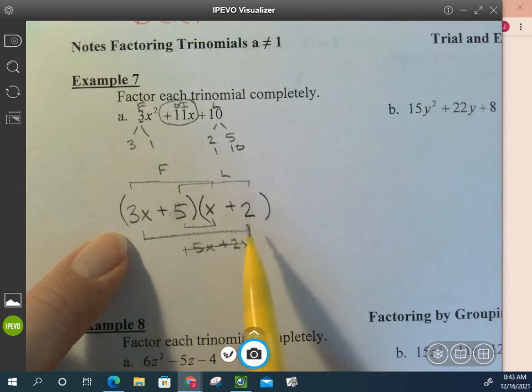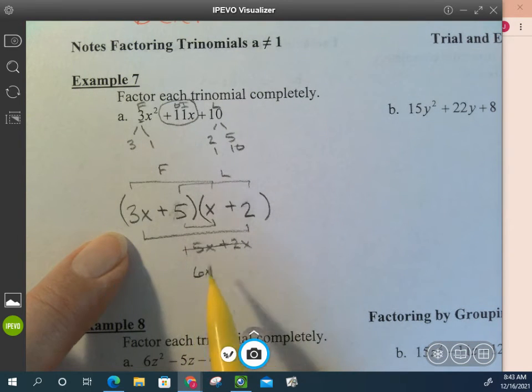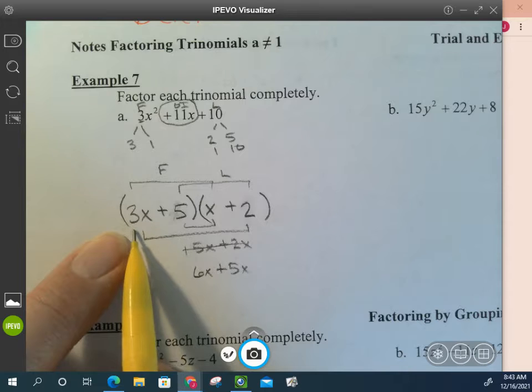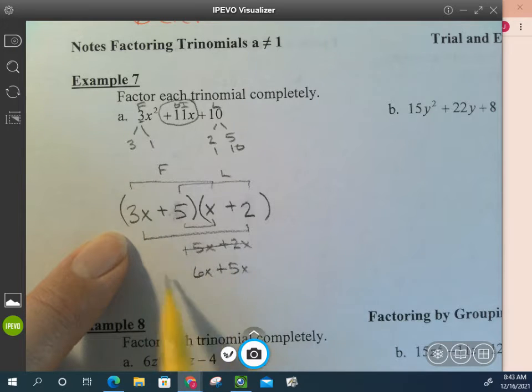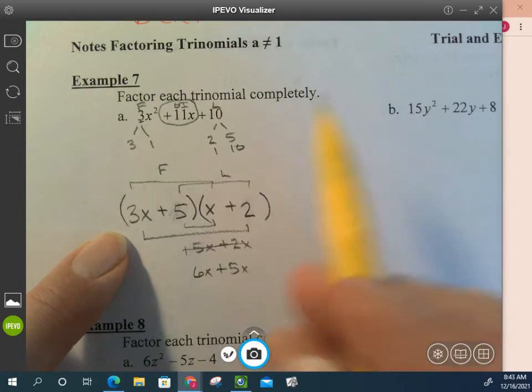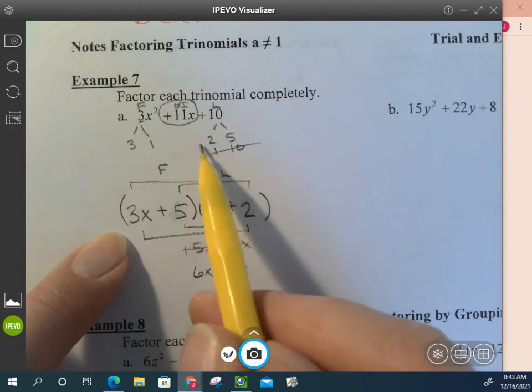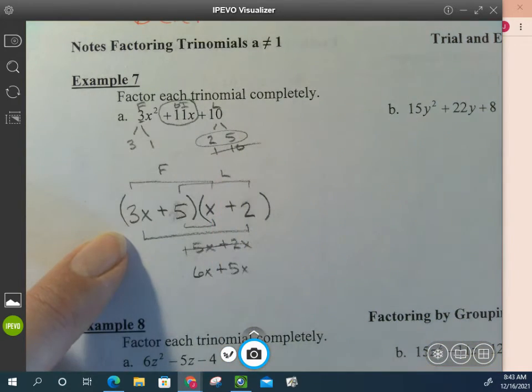Now take 3x times 2, there's 6x, and 5 times x, there's 5x. So this 3 is changing everything. There is my correct middle number. So I don't have to try the 1 and 10. I've got it. It was a 5 and a 2 going in.